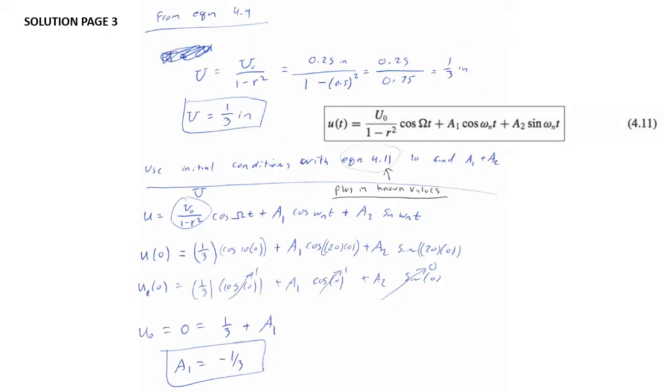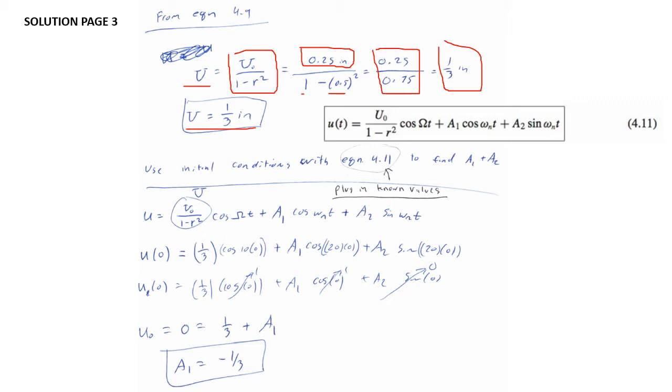Now we'll solve for our capital U value from equation 4.9. We have that our capital U is equal to capital U naught over 1 minus our r squared. We've already solved for our U naught as 0.25 inches in the previous slide, and we have 1 minus our r value of 0.5, so we can plug that in here. We end up with 0.25 over 0.75, or 1/3 inch. So we have this relationship down here where capital U is equal to 1/3 inch.